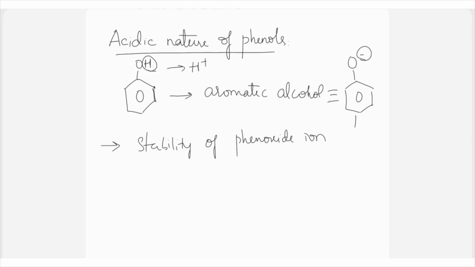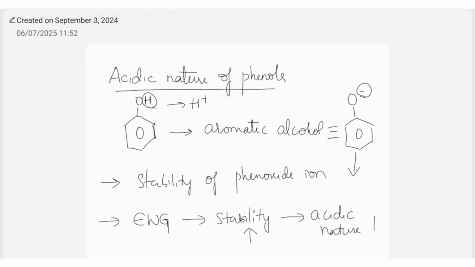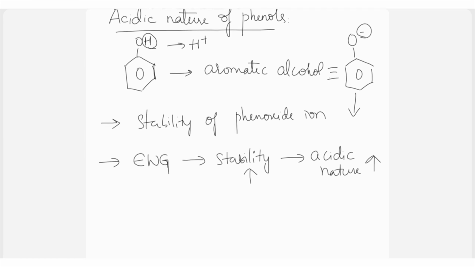So based on the stability of this ion, we decide the acidic nature of phenols. Suppose there is an electron withdrawing group. An electron withdrawing group is something which will pull the electrons from O minus. That will stabilize the phenoxide ion by reducing the negative charge on it, and the stability increases. Now that will result in the more acidic nature of the phenoxide ion and the phenol. So acidic nature also increases.